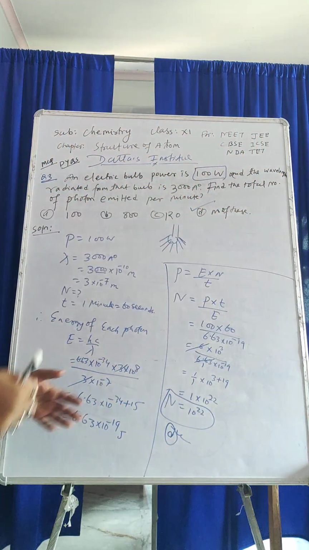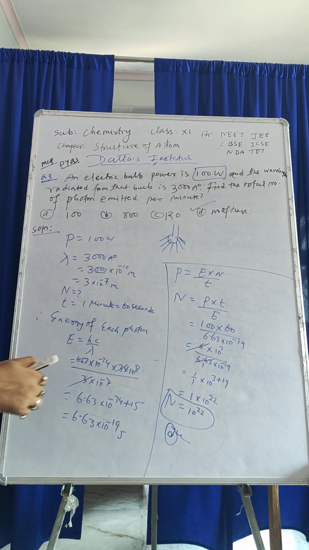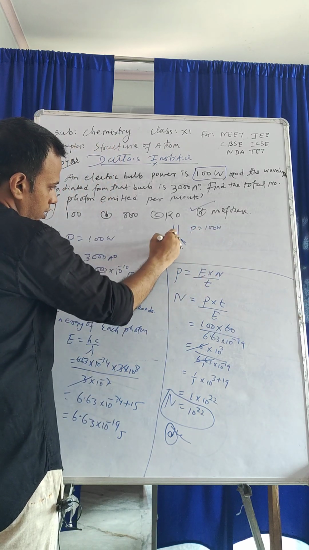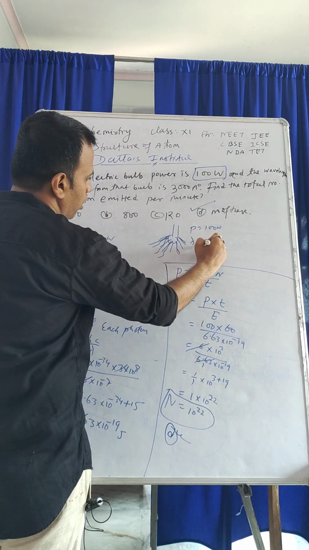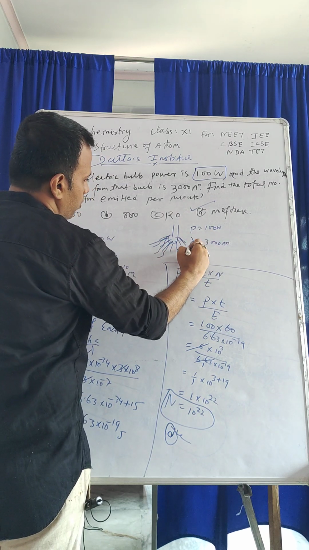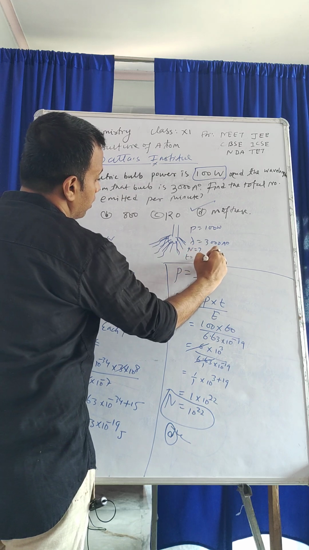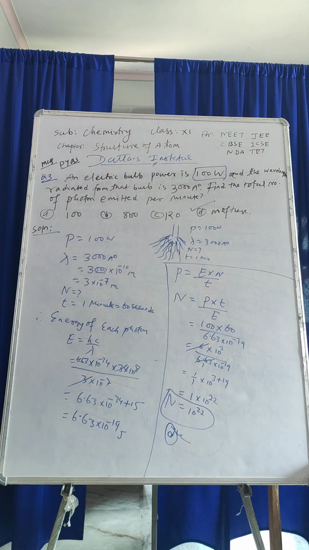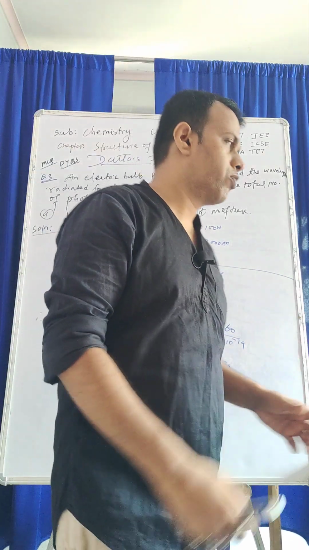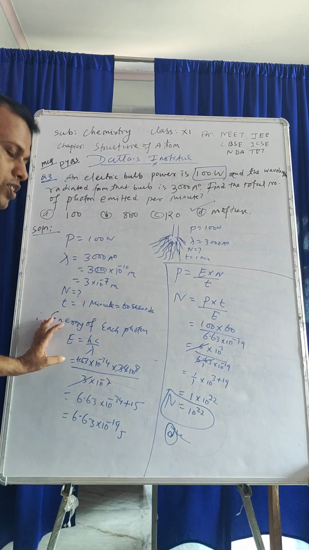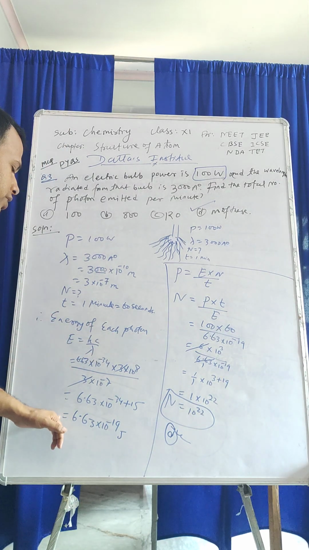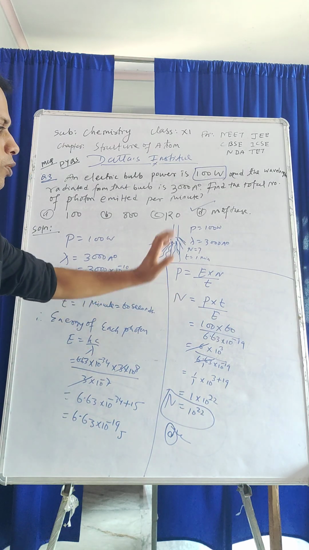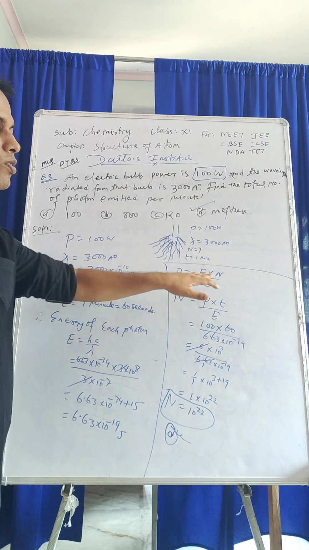Okay. So let me explain again in short. An electric bulb is given. Here power is given, 100 watt, and the wavelength of the photon is given as 3000 Angstrom. So from that relation we have to find out, and time is given as 1 minute. In 1 minute, how many photons came out from the electric bulb? This is the question we have to find out. So first we find the energy of each photon, that is E equals hc by lambda. This is 6.6 into 10 to the minus 19 joule. Then we use the formula P equals E into N by T. So N equals P into T by E.